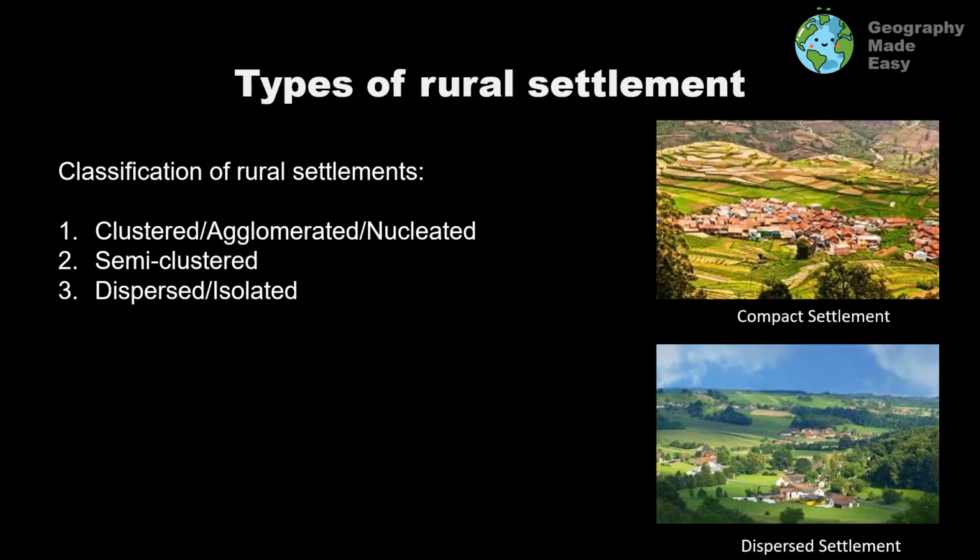Now, if we want to discuss the types of rural settlements, we usually have three types of rural settlements: clustered or agglomerated or nucleated, where we see that all the settlement is concentrated in one area, and this can take place due to a number of reasons. We can see that this compaction can take place because of security from invasion. It can take place around a particular resource such as water.